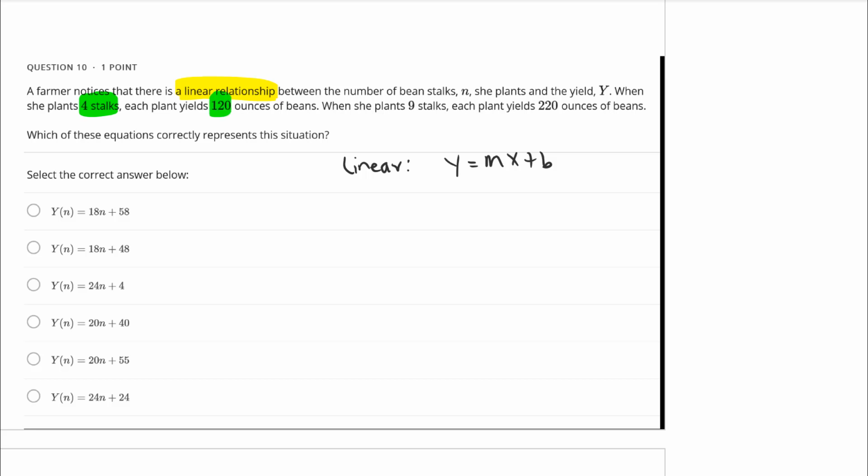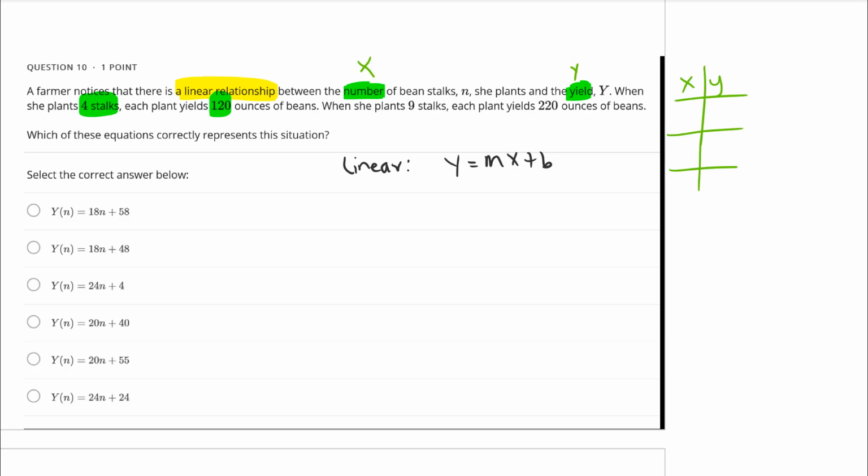The number that you start off with and how many it gives you. So you can kind of say that you have X amount of stalks and your Y amount of yields. So you have your X and your Y. So now you have these two different values.